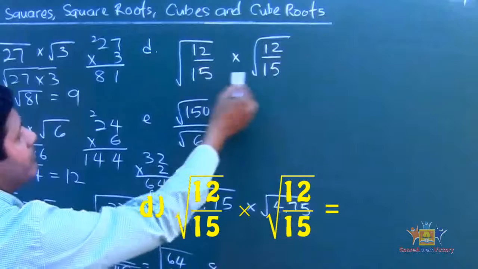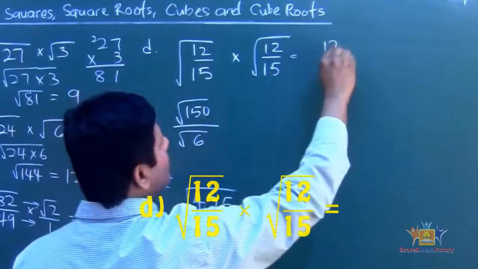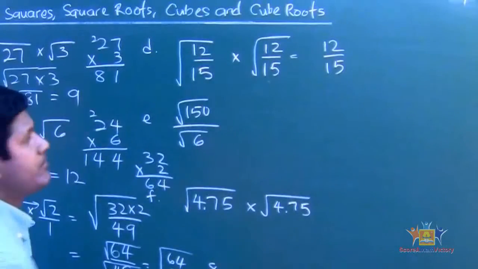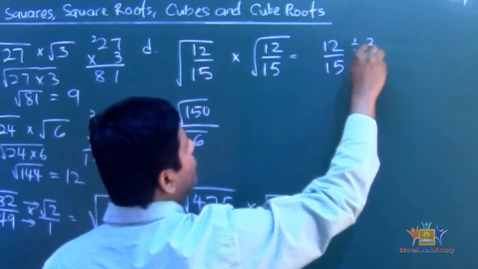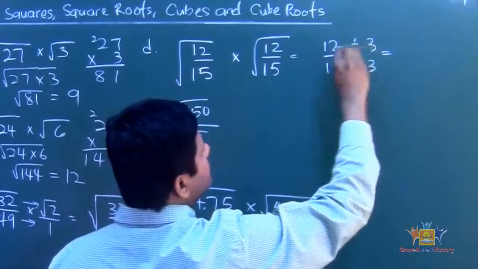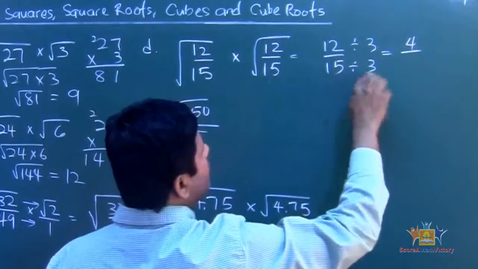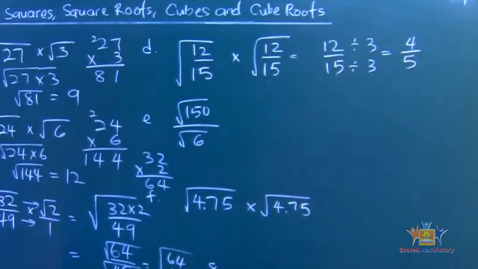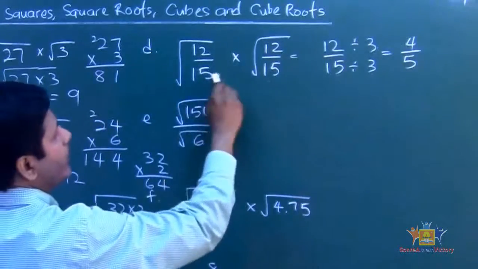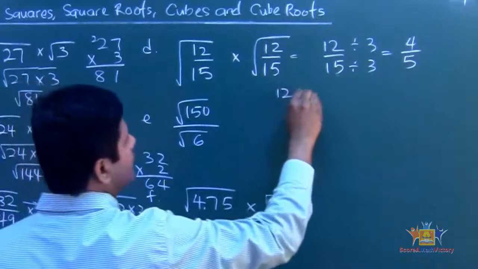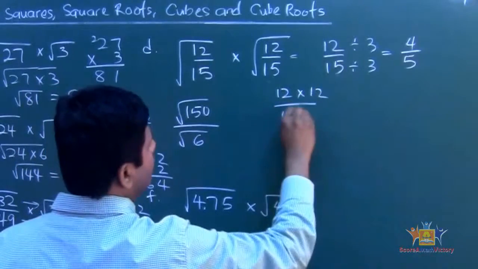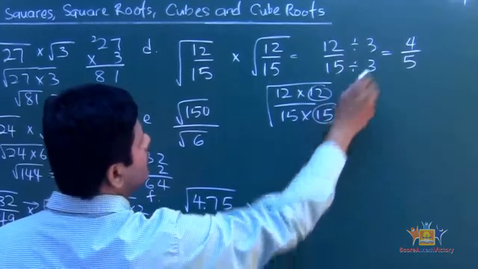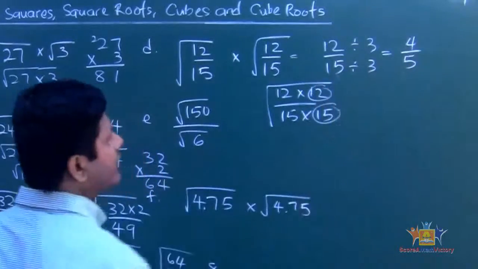What about this one? They both are the same. That means 12 over 15. Right there. Now do I leave the answer like this? No, I can simplify. I can divide this by 3. 12 divided by 3 is 4. 15 divided by 3 is 5. 4 over 5. Because look, these are the same, which means 12 times 12 over 15 times 15. I just take 1 and then I simplified it.